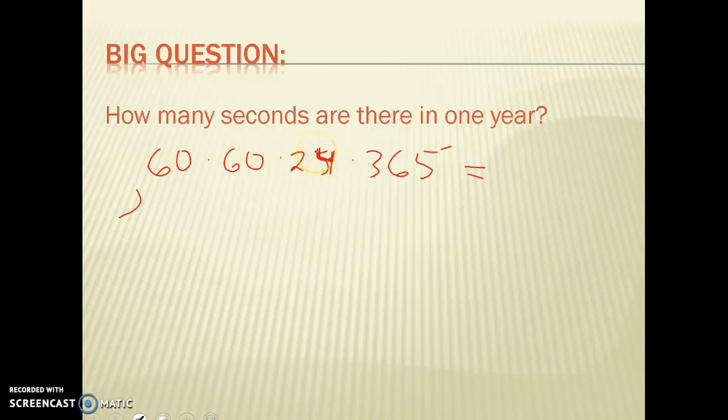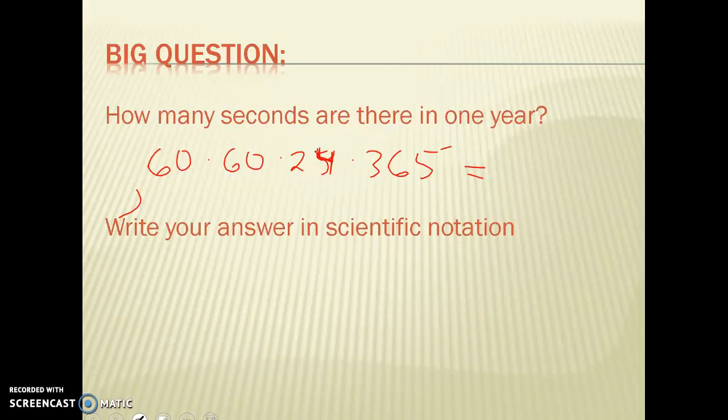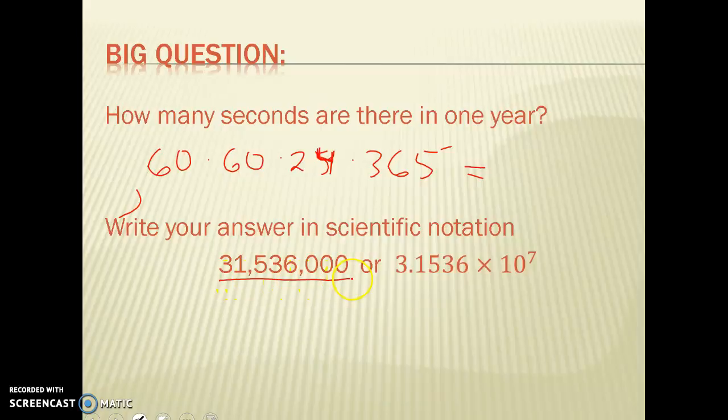So if I take those and multiply them together, I would get, as a regular number, 31,536,000 seconds in a year. So it may not seem like a lot, but that's the truth. 31,536,000 seconds is a year.